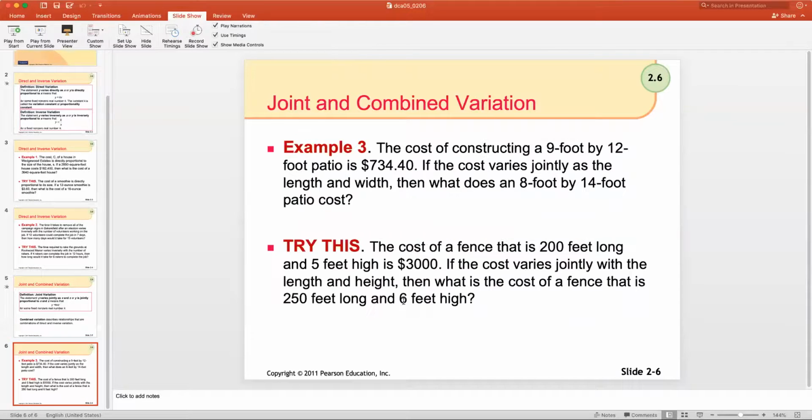So let's see example 3. Try these problems. Example 3. The cost of constructing a 9-foot by 12-foot patio is $734.40. If the cost varies jointly, you see that this problem is about joint variation, right? So cost varies jointly as the length and width. So 3 variables are coupled: cost, length, and width. Then what does an 8-foot by 14-foot patio cost?